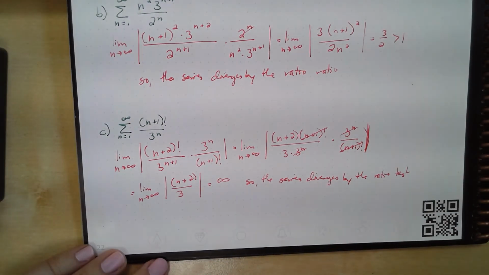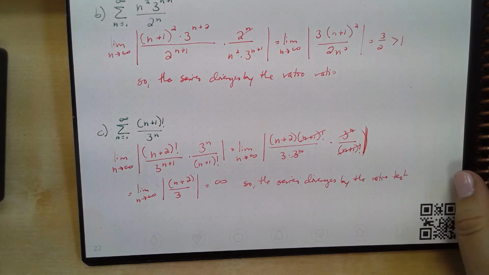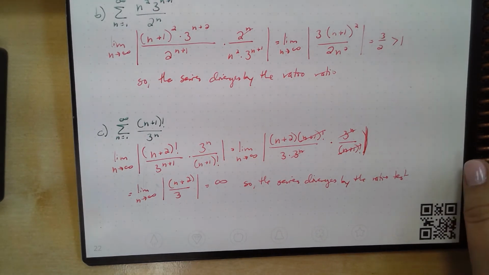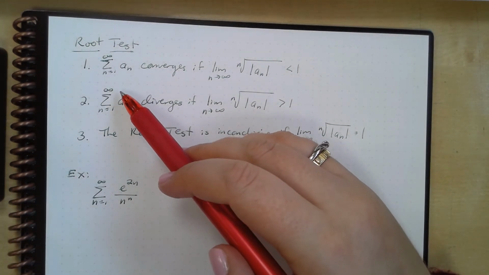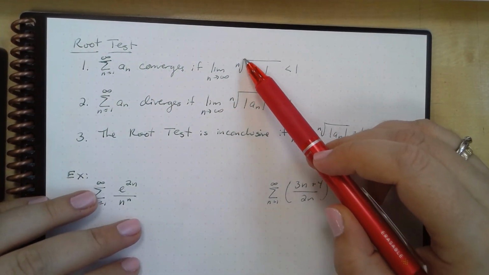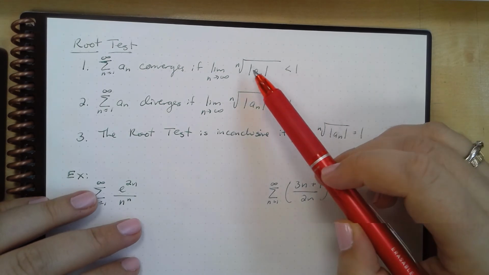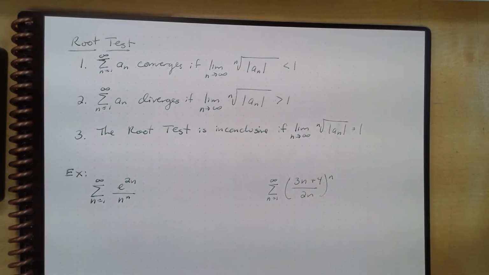Okay, so now very similar to the ratio test, we have what's called the root test. The root test states if we have a series and the nth root of the absolute value of that, it converges if it's less than 1, it diverges if it's greater than 1, it's inconclusive if it equals 1, okay? So we just have 2 quick examples here to go through.